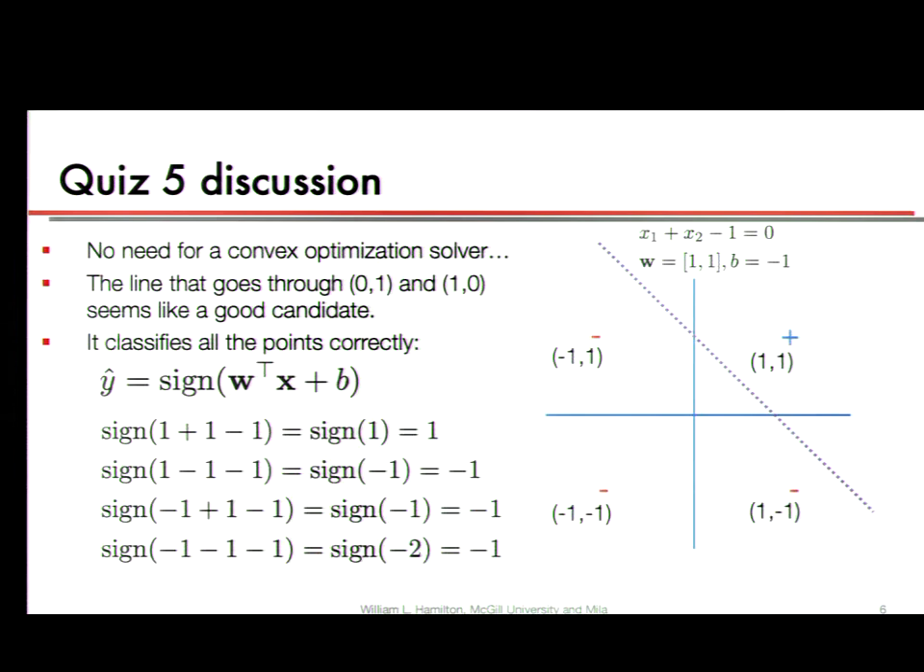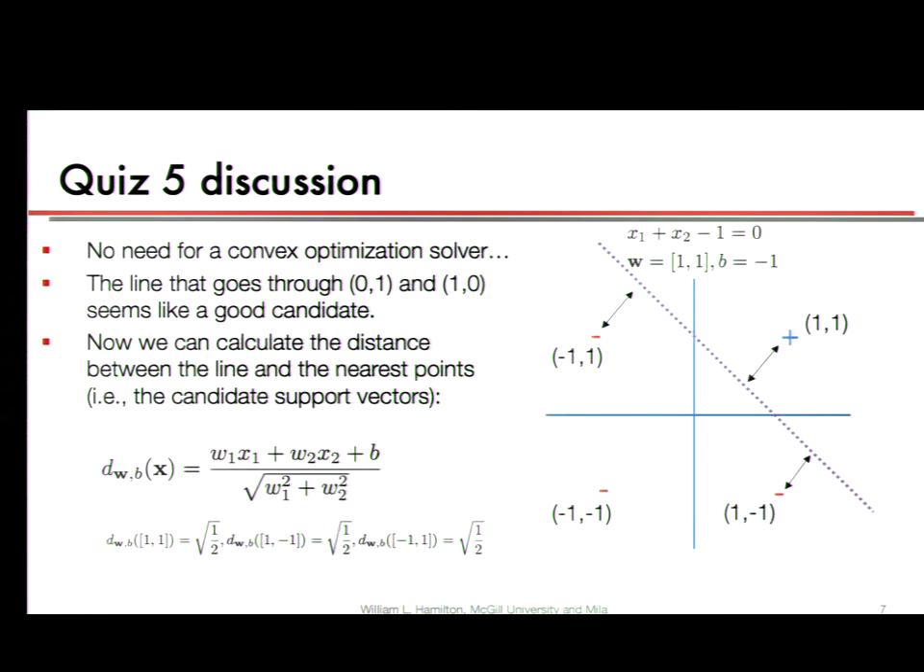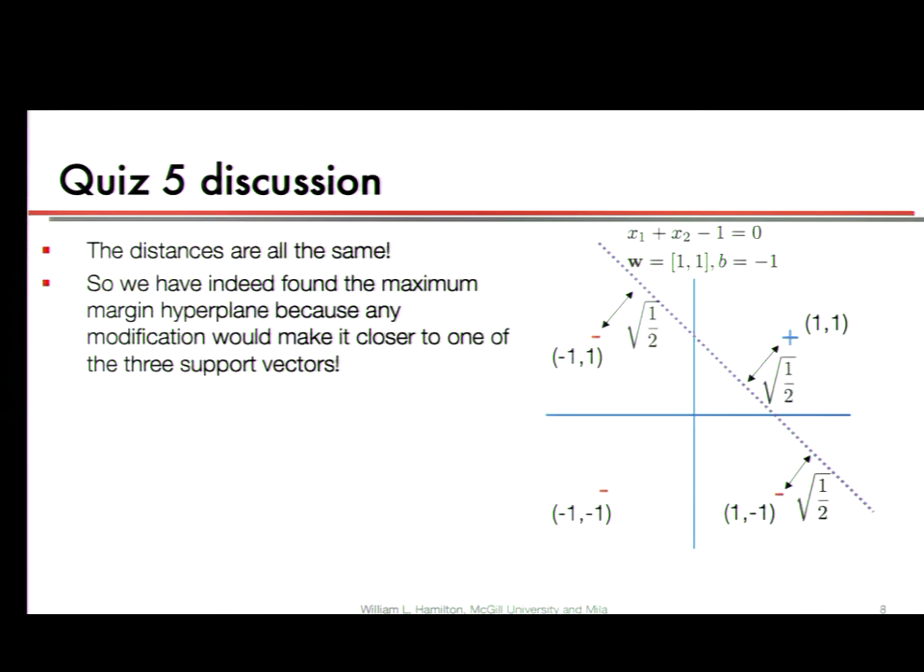So what we can note is that this definitely classifies everything correctly. That's nice. Then we can also calculate the distance between these 3 points and this line. There are various ways to calculate this distance. There's a formula you can get from basic linear algebra, and we can figure out that these 3 points are all square root of 1/2 away from this line, so that's good. The distances are all the same, and this is kind of a certificate of optimality for us.